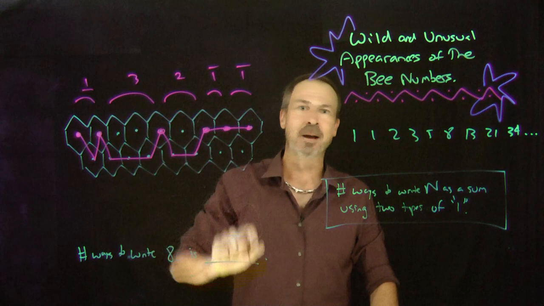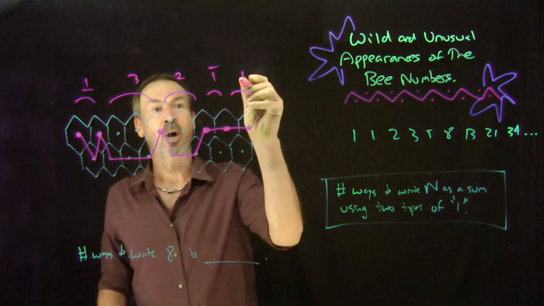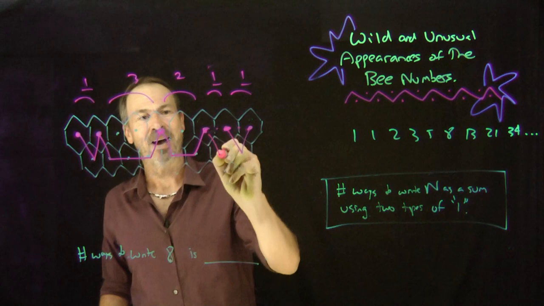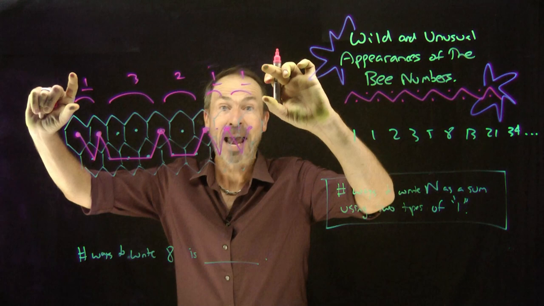In fact, if I change this to a lower 1, I know exactly what to do for the path. Oh, it changes to a lower 1. This changes to a lower 1. Oh, that must be doing this to the path. That's great. In fact, you can see, if I give you the decomposition first, any decomposition of the number 8, using two different types of 1, it really will correspond to a path.